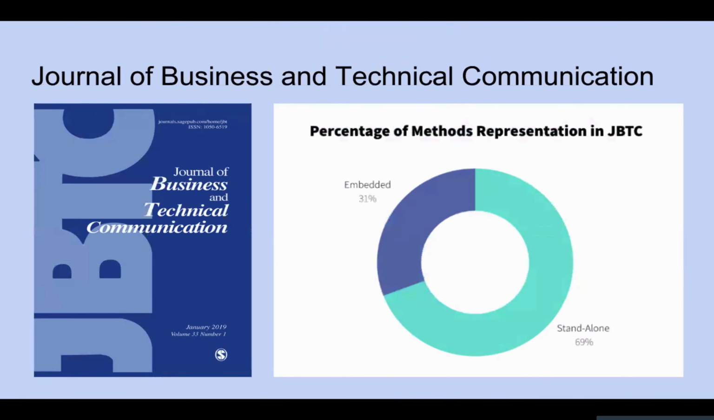Then we looked at the Journal of Business and Technical Communication. In this journal, 100% of the articles had some form of methods representation. So we had 69% standalone method sections, and then we had embedded at 31%.